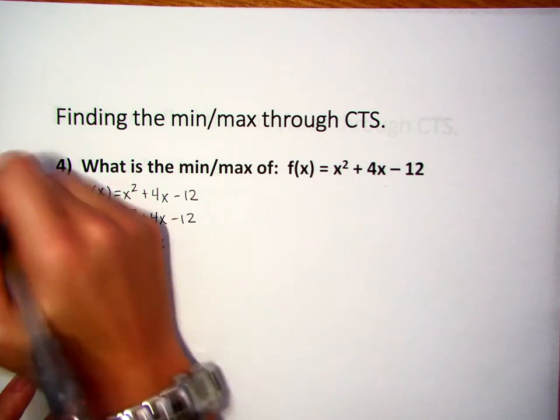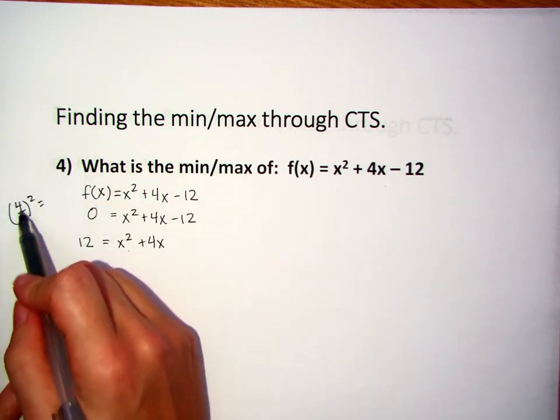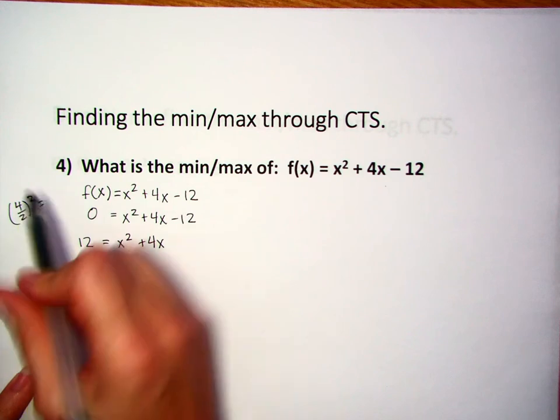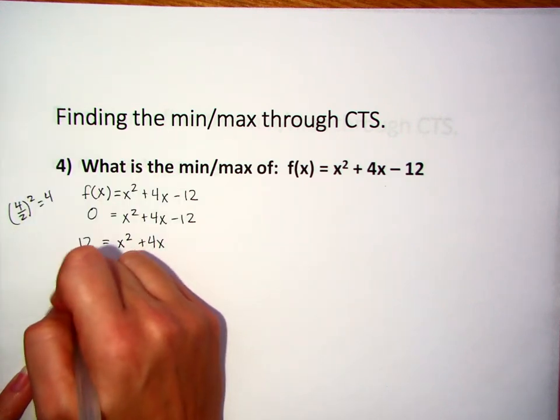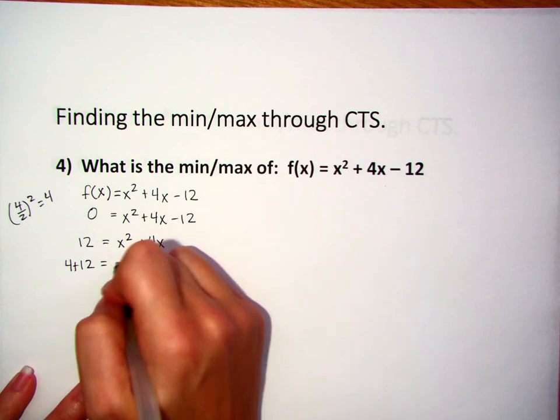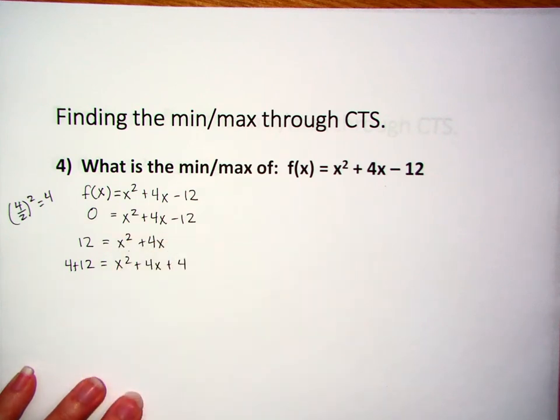So remember, we take b, we would divide it by 2, and square it. So that would be 4 divided by 2 is 2. 2 times 2 is 4. So that's what we would add to both sides. So we do 4 plus 12 on this side, and then we would do x squared plus 4x plus 4 on this side.